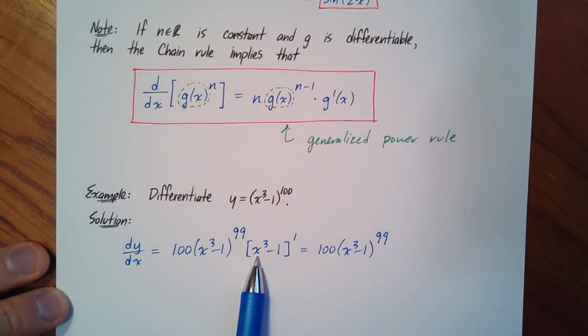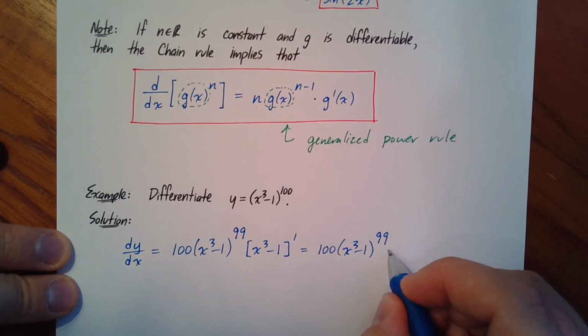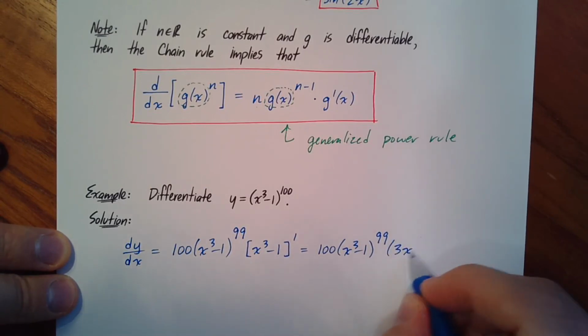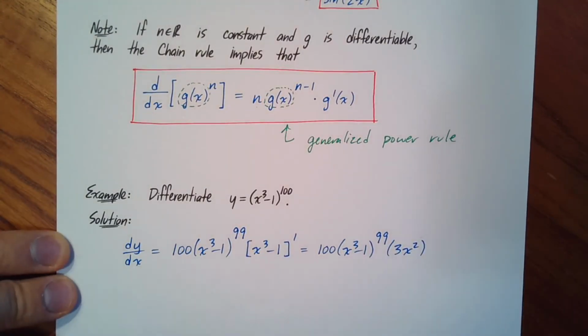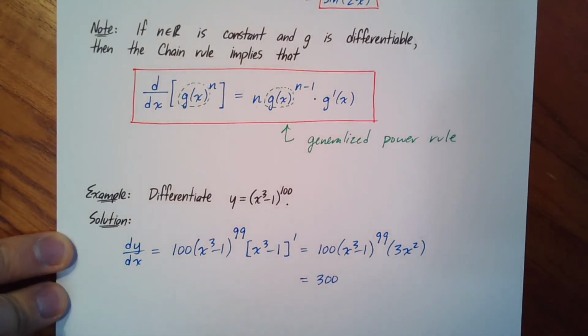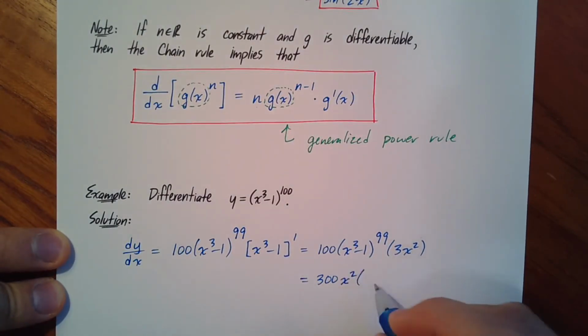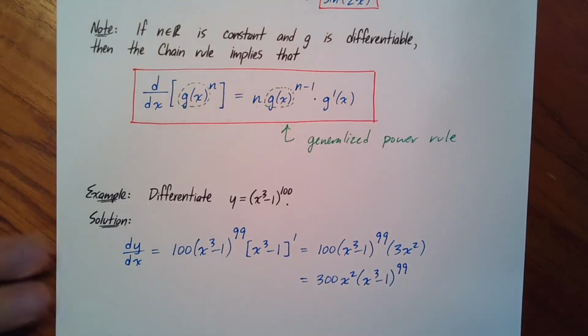So derivative of x cubed, that's the power rule. You're going to get 3x squared. Derivative of negative 1 is just 0 because it's a constant. So we're just going to multiply this by 3x squared. Okay, and then if I clean this up now, I can combine the 3 and the 100 to get 300. And then if I write the x squared out in front, I'll get 300 x squared times x cubed minus 1 to the 99. So that is your dy dx in this case.